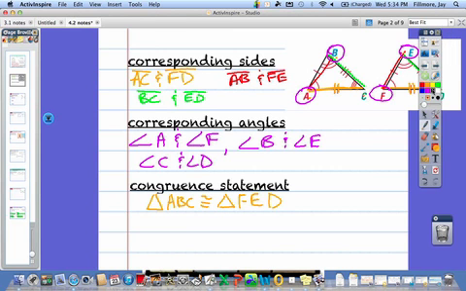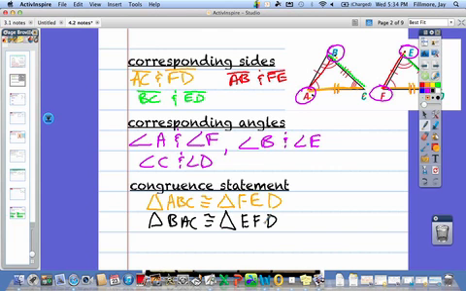If I were to change the order of my first triangle, instead of ABC, let's say I call it BAC, I would have to change the order of my second triangle as well. So B corresponds with E, A corresponds with F, and then D would stay last. So those are two examples of a congruent statement here.